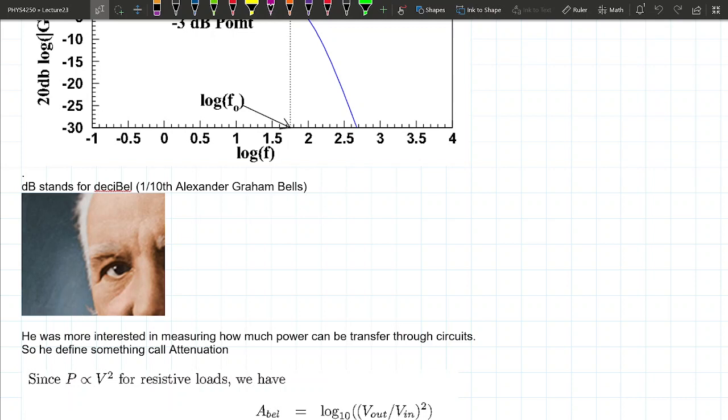Okay, so as I said, dB, the B here stands for bell, right? And then deci means 1/10 in SI units, right, or SI prefix. So I took a picture of Alexander Graham Bell and took a tenth of it, okay, and that's what that means, okay?